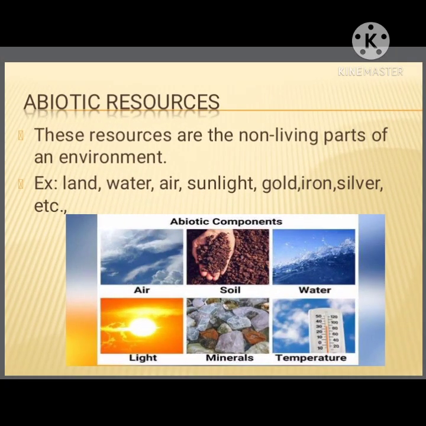Next one is abiotic resources. Abiotic resources are the non-living part of an environment. That is non-living things. We can consider sunlight, water, stone, rocks, everything as non-living things. See here, students, in this picture I have given you some examples for abiotic resources. First one is air, soil, water, light, mineral, temperature, everything is considered as abiotic resources. In a short manner, you should remember abiotic means non-living things. Biotic means living things. That's all.